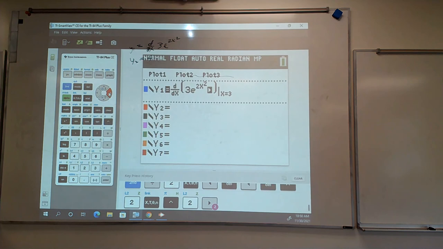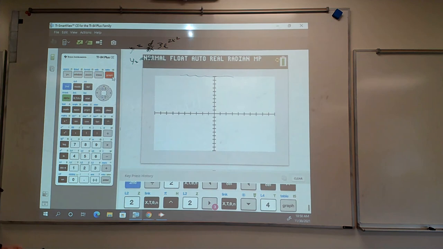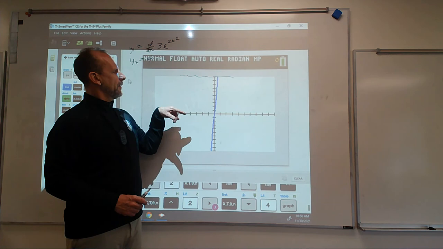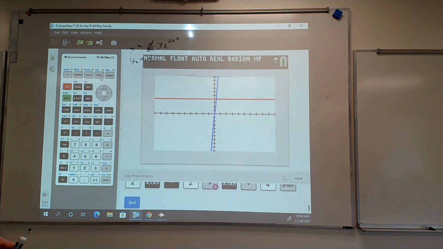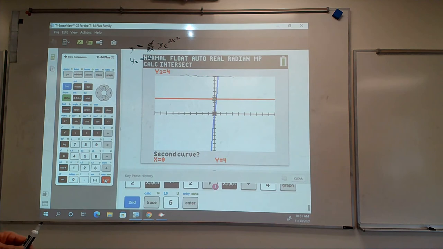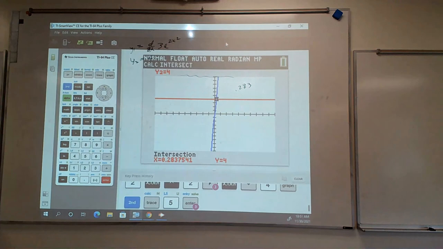Second one, y equals 4. When does the derivative of this function equal 4? Graph it. First graph right here, next graph will come in right here, and that's the answer right there. Again, it's intersect, so you're going to press second, calculate, intersect, which is 5, enter, enter, guess, and the answer is 0.283. Let's see if we're right. It turns out to be 0.284.